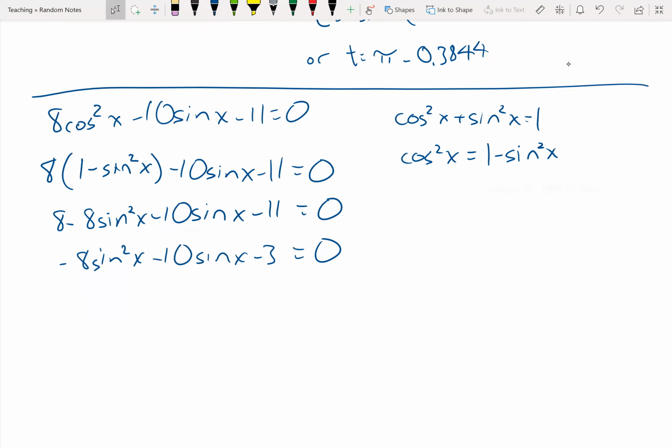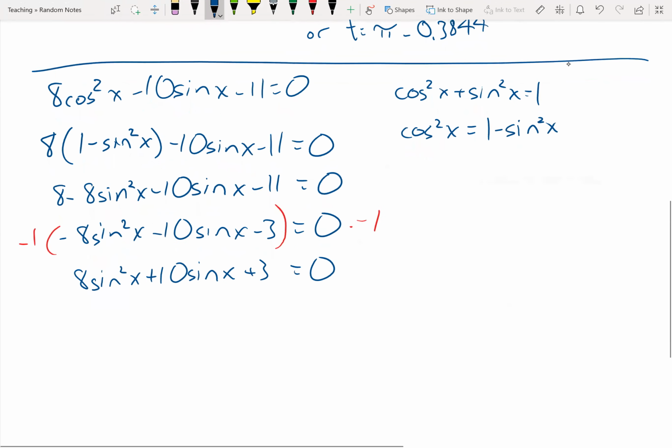All right. I want to see if I can factor this, but to make my life easier, I'm going to multiply both sides by negative 1 to get rid of the negative. The right side is going to have no effect because it's just 0. So I got 8 sine squared x plus 10 sine x plus 3 equals 0. All right, so let's see here.